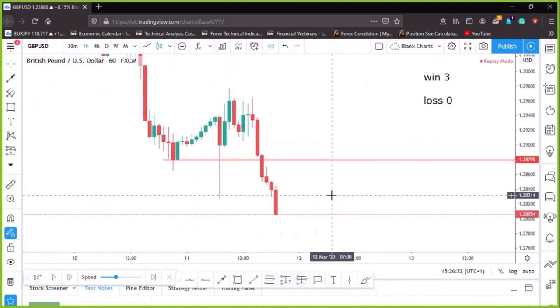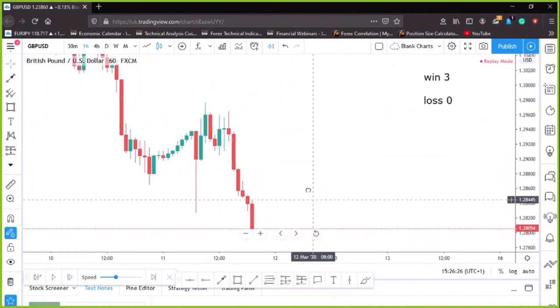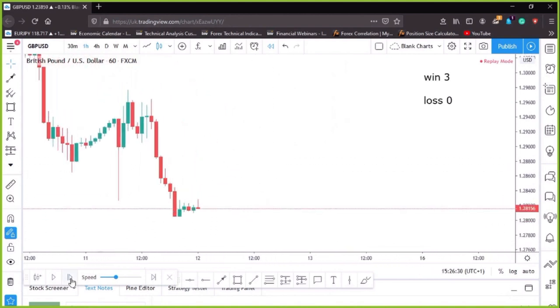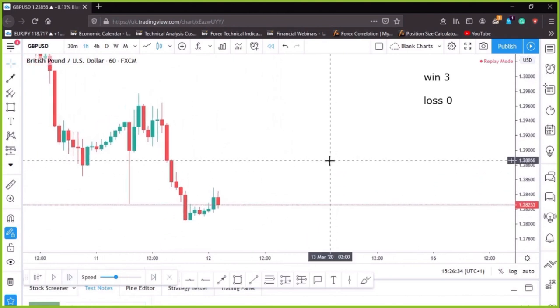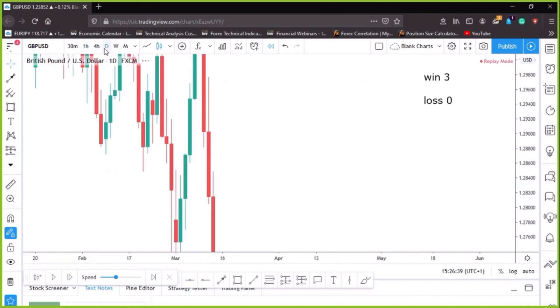All right, so let me do another one. Delete this, just delete all these. Okay, so we're pushing down. All right, pushing down. Let's see if we get, all right, market's pushing up. Let's see what's happening, okay? So three wins so far.